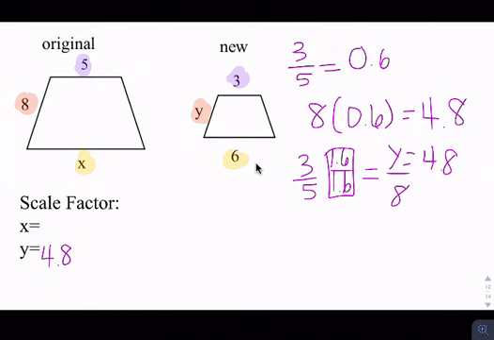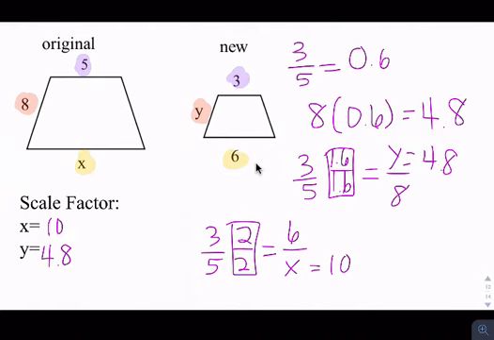I'm going to do the same thing with x. This time x is the original, so I would do 3 over 5 equals 6 over x. 3 times 2 is 6, 5 times 2 is 10. So x is 10. I could also do that by doing 6 divided by 0.6. I would also get 10. And my scale factor is 3/5 or 0.6. So lots of ways that you can solve these problems.